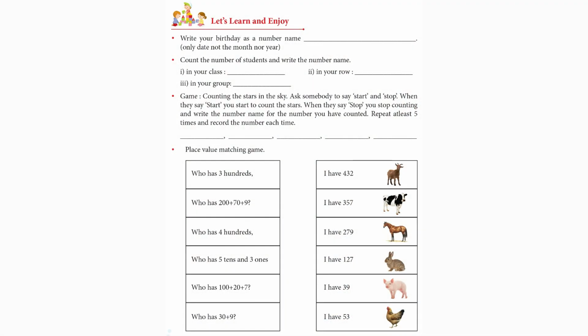Now let's move on to the next activity. Here it says, let's learn and enjoy. So write your birthday as a number name. I'm sure all of you know your birthdays, right? All of you know your birth date. So you don't have to write the month you're born in. You don't have to write which year you're born in. Just write the date on which you were born, the day. So for example, if you were born on 7th, then you have to write the number name 7. That is SEVEN. You have to fill in that blank. Okay. So you write down your birthday there.